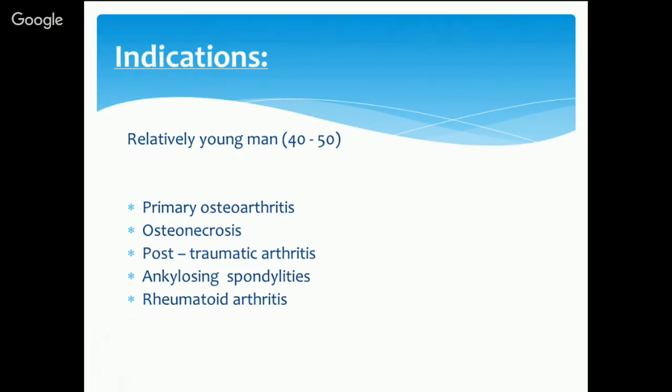Indication: we use it in relatively young patients with osteoarthritis. It may be due to ankylosing spondylitis, rheumatoid arthritis, osteonecrosis, avascular necrosis of the femoral head, or whatever. Mainly in young patients, 40 to 50 years, we use these types of surface replacements.